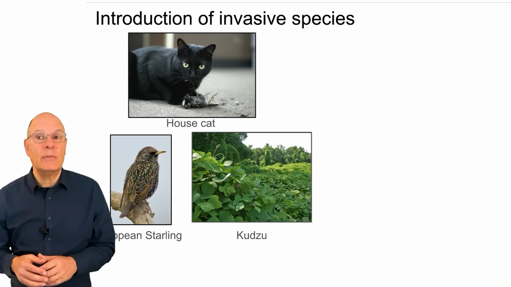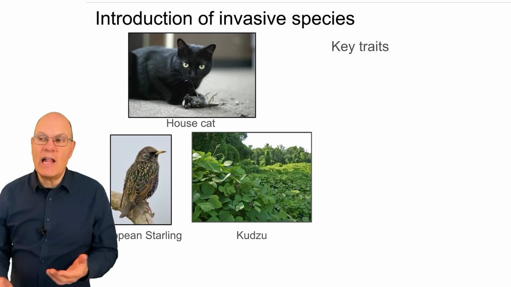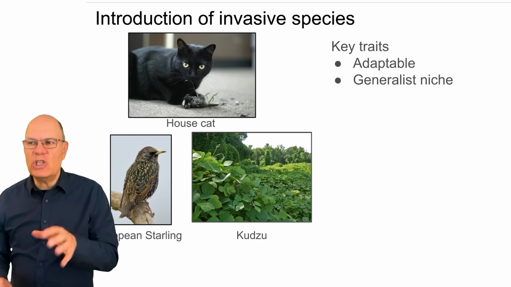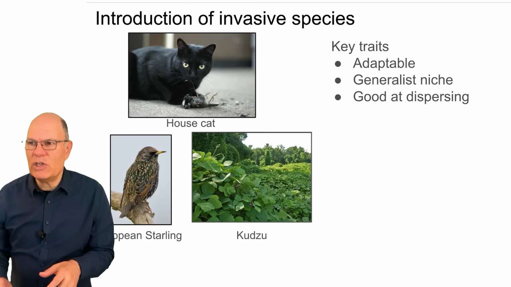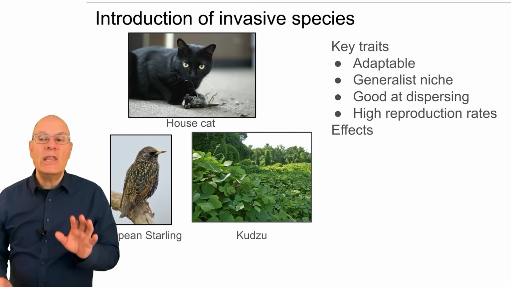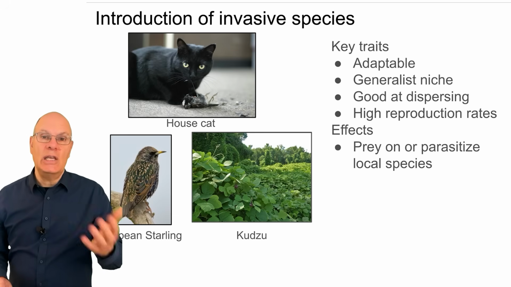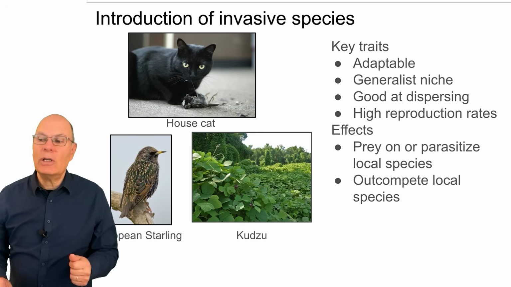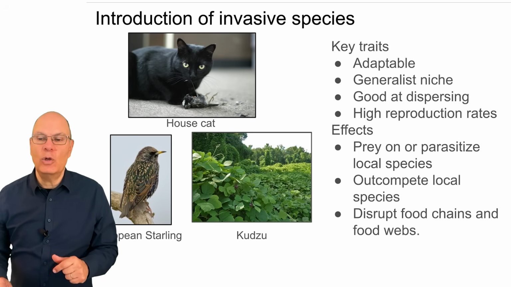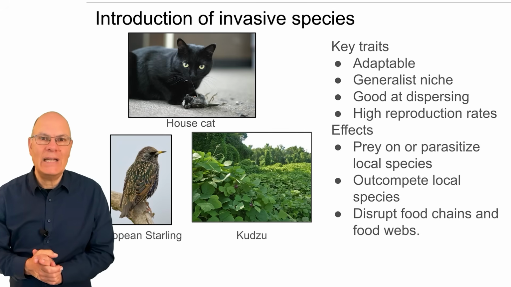Another cause of ecosystem disruption is the introduction of invasive species. Invasive species have the following characteristics. They're highly adaptable. They tend to be generalists in terms of their niches. They can figure out many ways to survive. They're good at dispersing themselves. They have high reproduction rates. Their effects include preying or parasitizing local species in the new area where they arrive, and outcompeting local species, and disrupting food chains and food webs. Again, invasive species, another main cause of habitat disruption.